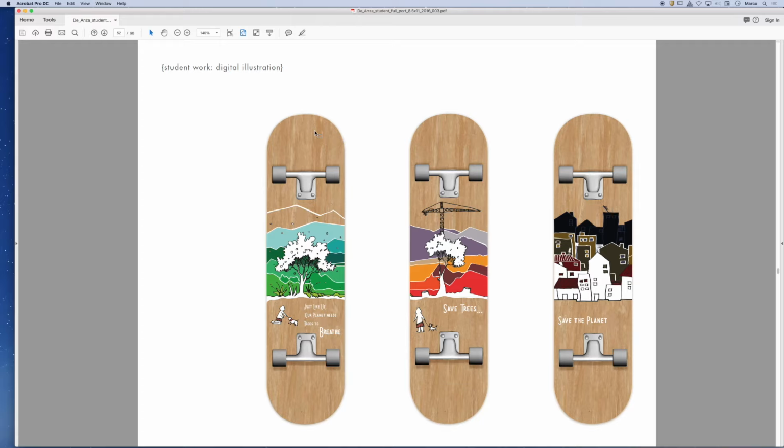So in my advanced illustration class, I have different illustration assignments with different problems that I try to challenge my students with solving. And we designed skateboards in one of the assignments, but the skateboards have to have a story and they need to work in what's called a triptych.